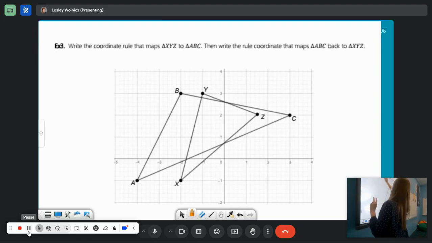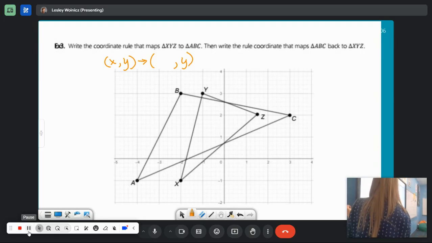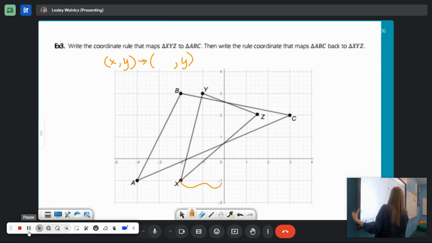So, (x, y). It sounds like we're going to keep all of the y's the same, so that part is easy. I just put a y. I just have to figure out what's happened to the x's. So if I make this my 1, and I copy it here, I have another 1, which makes a 2. So I agree. So 2x.